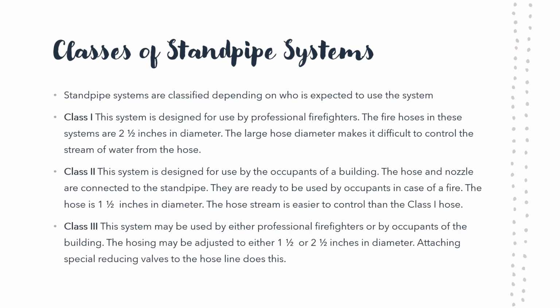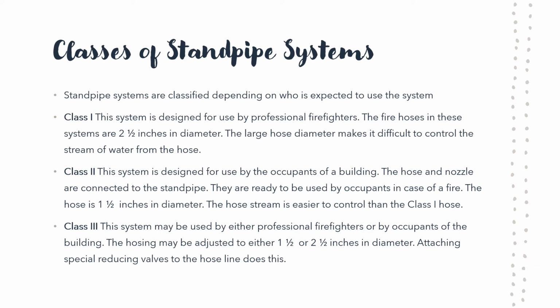Standpipe systems are classified depending on who is expected to use the system. Class 1 system is designed for use of professional firefighters. The fire hoses in these systems are 2.5 inches in diameter. The large hose diameter makes it difficult to control the stream of water from the hose.